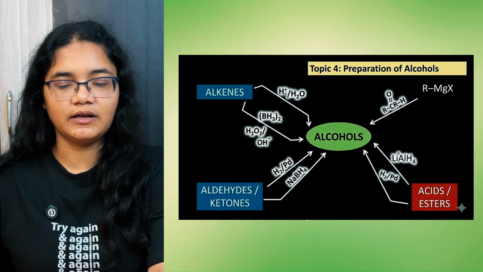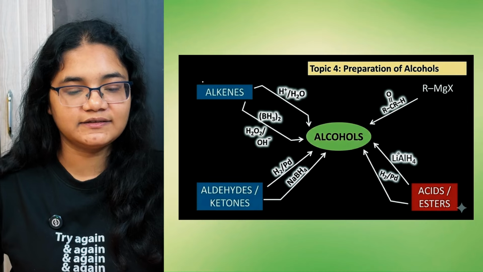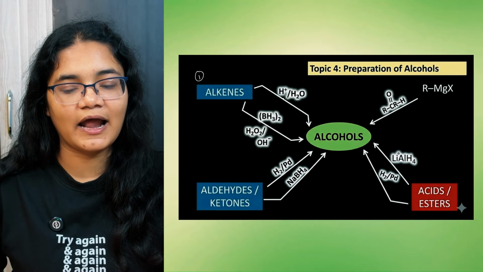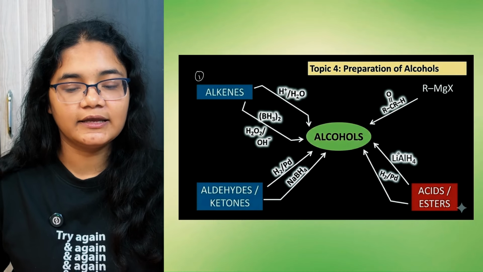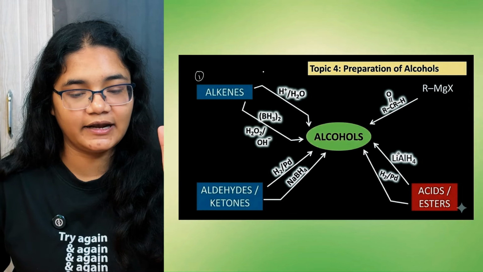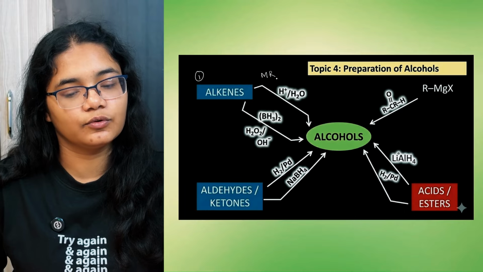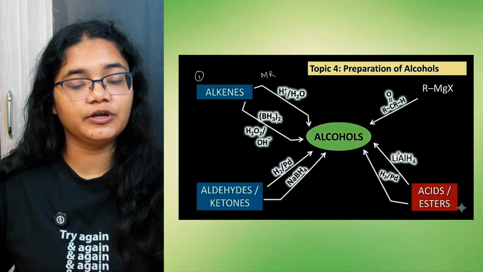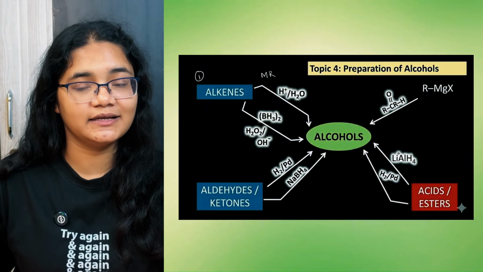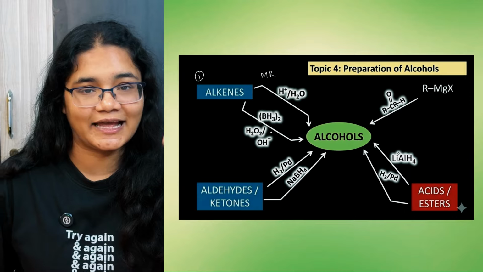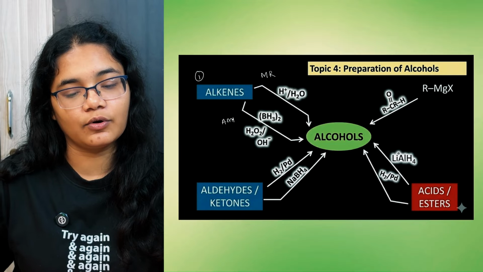So let us see the first one, that is from alkenes. If you add H plus and water, there will be addition of OH and H following Markovnikov's rule. But if you take BH3 THF and H2O2 and OH minus, there will be addition of water, that is H and OH, following anti-Markovnikov's rule.